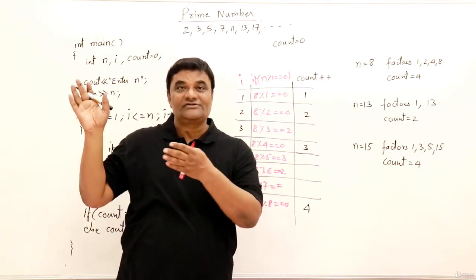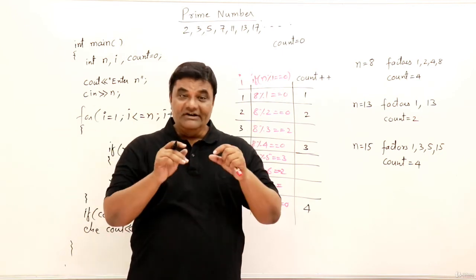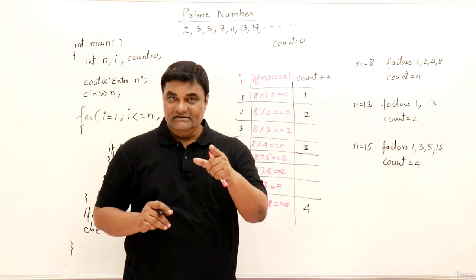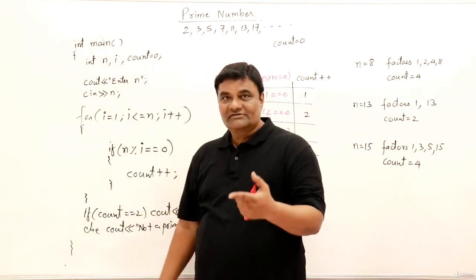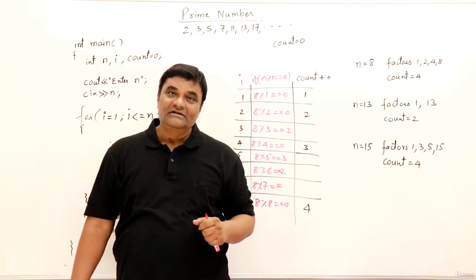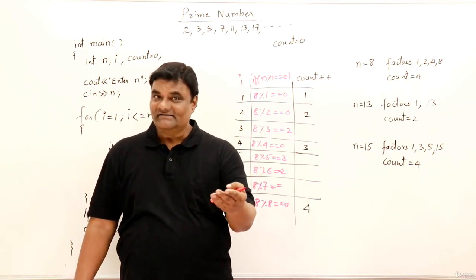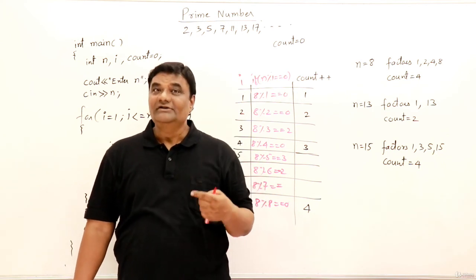It's not that we have just solved the prime number problem or just written its program. We have learned something here: counting can be done, and at the end we can check the count. So we have got an approach here, and you have to use this approach in other programs and exercises. That's all in this video. We'll continue with a few more programs using loops.